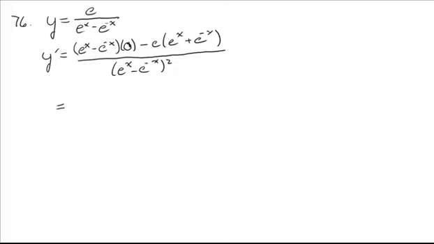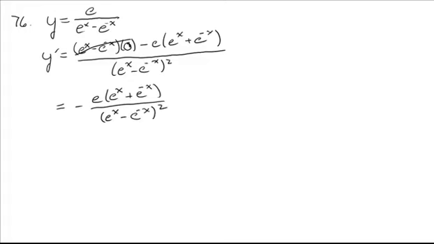Now let's see if we can clean up the numerator a bit. Well, this thing being multiplied by 0 is completely gone. And we've got this negative. We could multiply the e through, which would raise each exponent by 1, but it's probably just as easy to leave it out front. E times e to the x plus e to the minus x all over e to the x minus e to the negative x squared.